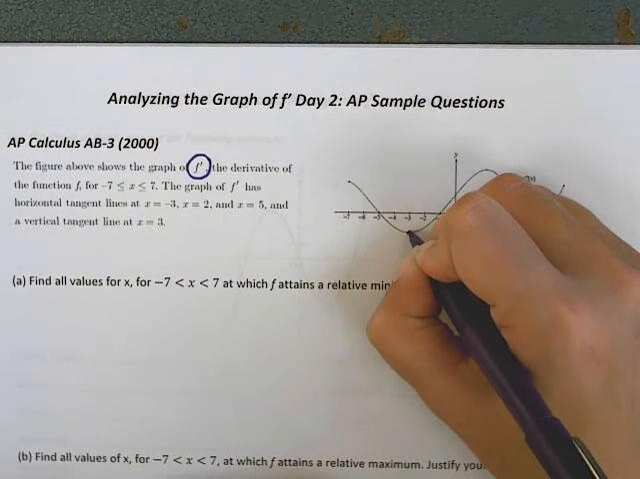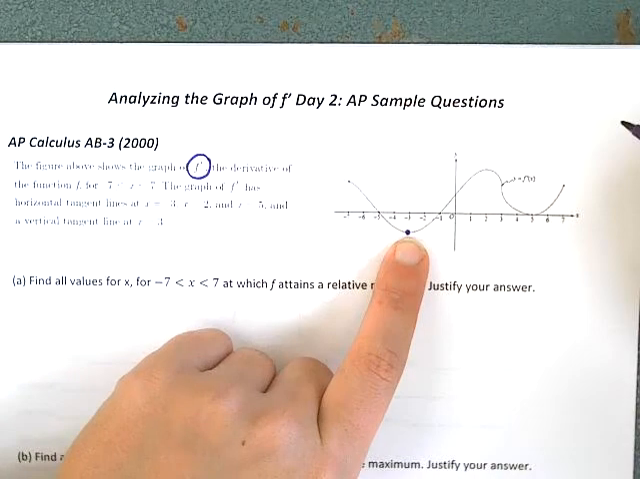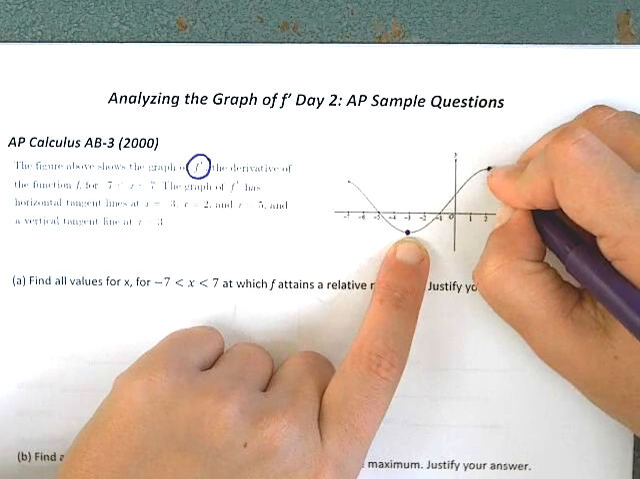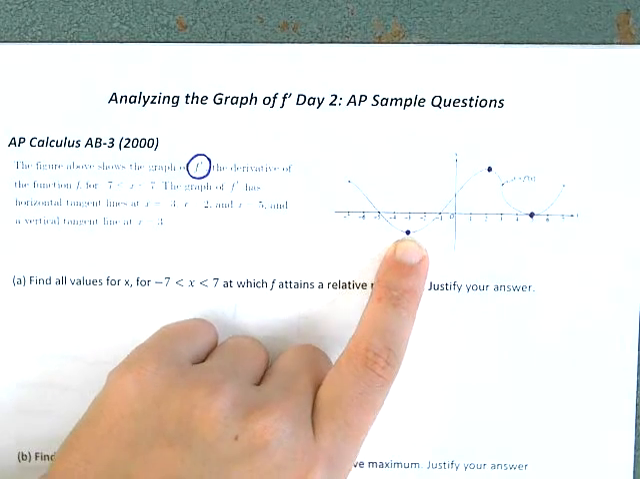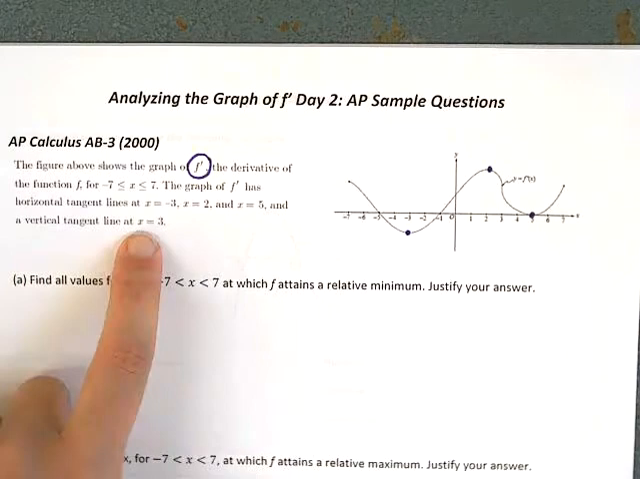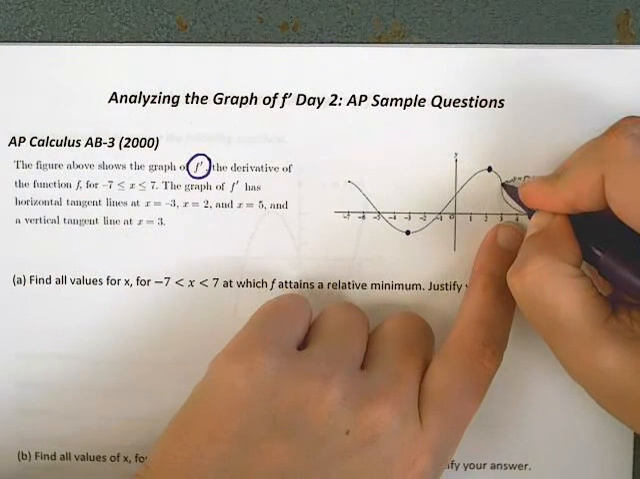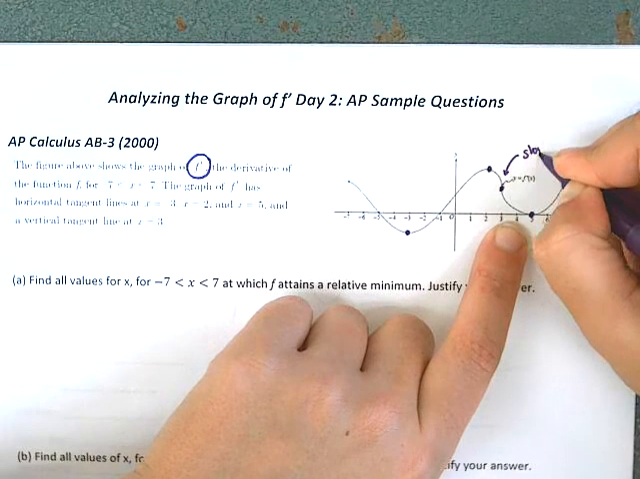It's basically just telling you that so that you know you're not estimating that the lowest point here is -3. The highest point here happens at 2, and the lowest point here happens at 5. And then it says that I have a vertical tangent line at x equals 3. So vertical tangent means that at x equals 3, the slope of this graph would be undefined.